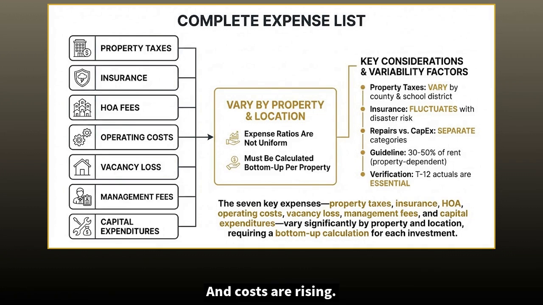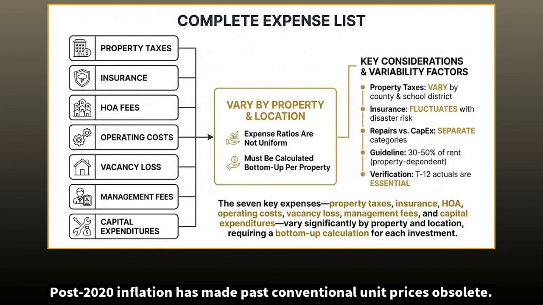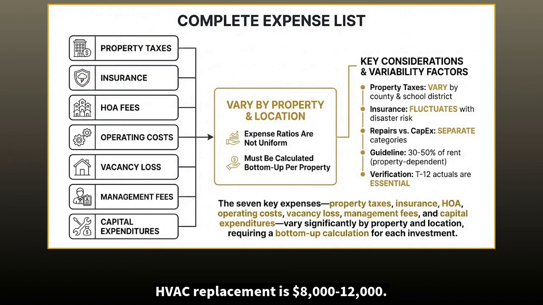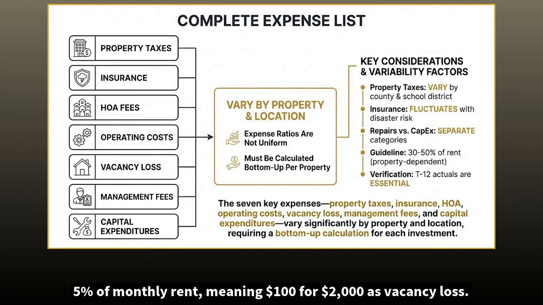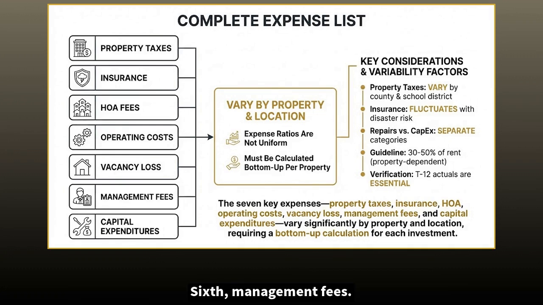And costs are rising. Post-2020 inflation has made past conventional unit prices obsolete. HVAC replacement is $8,000 to $12,000. Roofs are now standardly $10,000 to $20,000. Don't trust old estimates. Fifth, vacancy rate. Assume 95% annual occupancy. 5% of monthly rent, meaning $100 for $2,000 is vacancy loss. Sixth, management fees. Unless you self-manage, 8 to 12% of rent. $160 to $240 for $2,000 monthly rent.